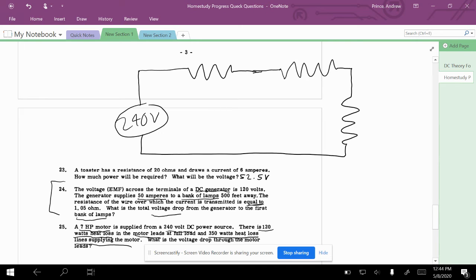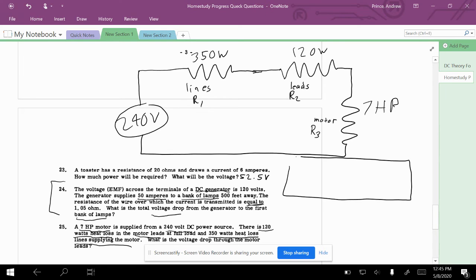So the motor we know is 7 horsepower. We'll take a look at what we can do with that in a minute. The lines supplying the motor have a 350 watt heat loss, and then there's a 120 watt loss here. That's the leads. So we've got lines, leads, and motor. We'll call this R1, R2, R3. We have to add a category here because we need to find the power. We may not need to solve for all of these. We'll make some boxes.